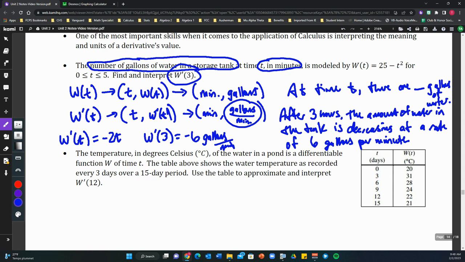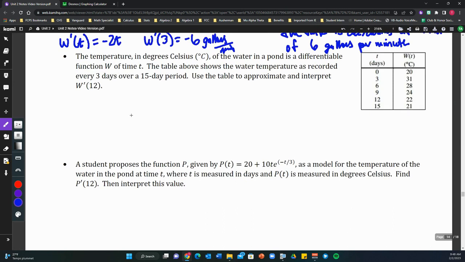And again, it all comes down to these units. So a lot of these problems, you're going to see me write out these ordered pairs with the units for our inputs and our outputs, because it helps visualize, it helps you to see exactly how we interpret the values of these derivatives. Okay, so let's try another one.